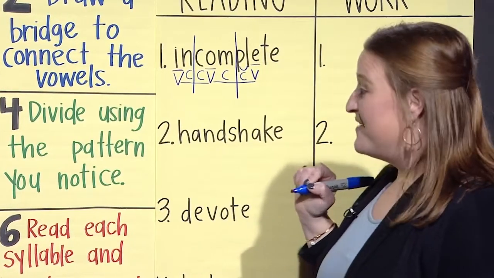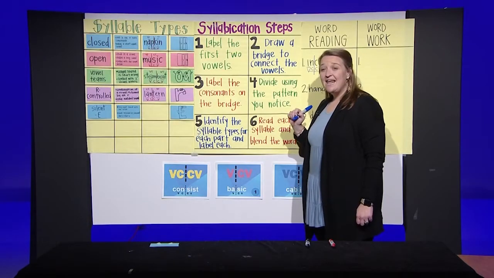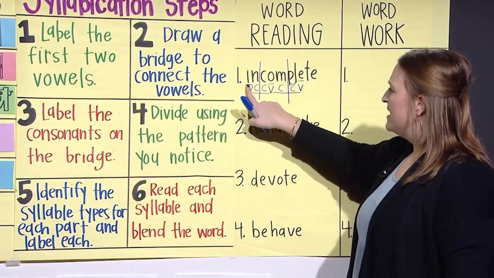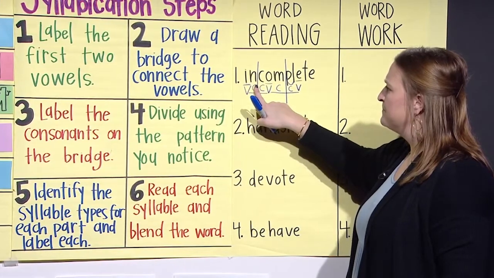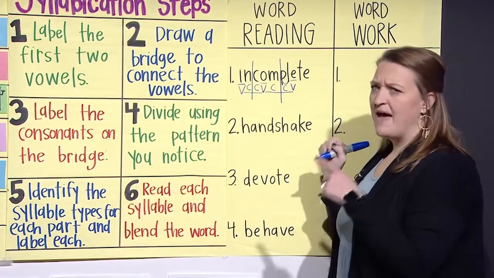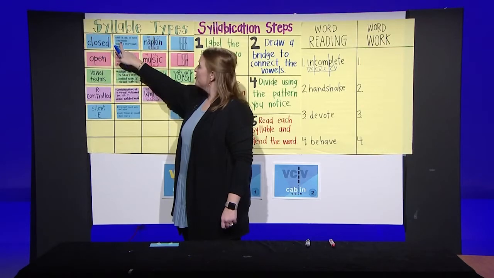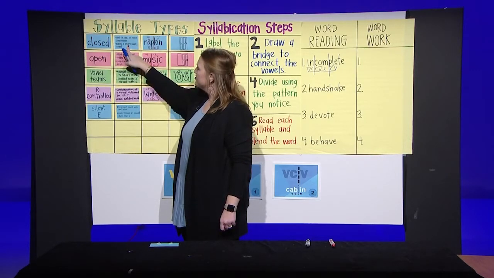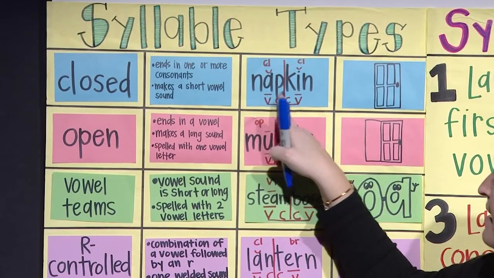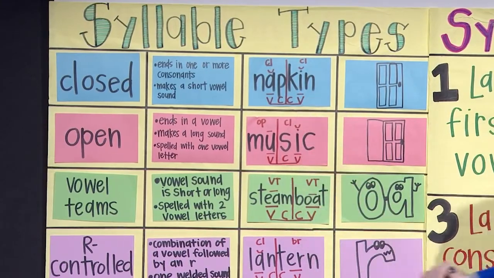Now I think we're ready for step 5. Identify the syllable types for each part and label them. So let's start back at the beginning. I see vowel I followed by consonant N. I'm trying to think about what syllable type that is. Let's go back to our chart. Closed syllables end in one or more consonants and they make a short vowel sound. Look at our example. A is followed by consonant P and I is followed by consonant N. That's what's happening in our first syllable.